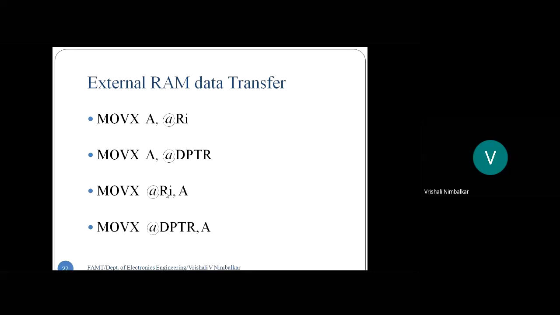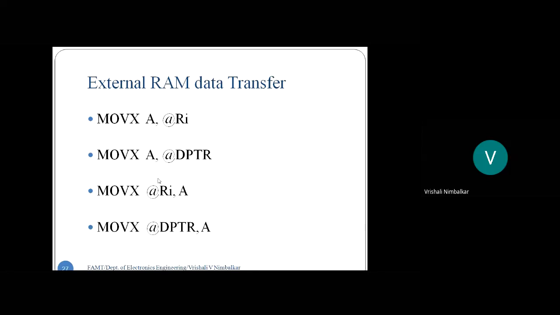Correct? And again, this is an 8-bit pointer. Just note the difference. Last instruction, MOVX @DPTR, A. DPTR, that is the destination memory pointed by DPTR. And how is the data transferred? Data from the accumulator is transferred to the external RAM memory pointed by DPTR. And DPTR is a 16-bit pointer.